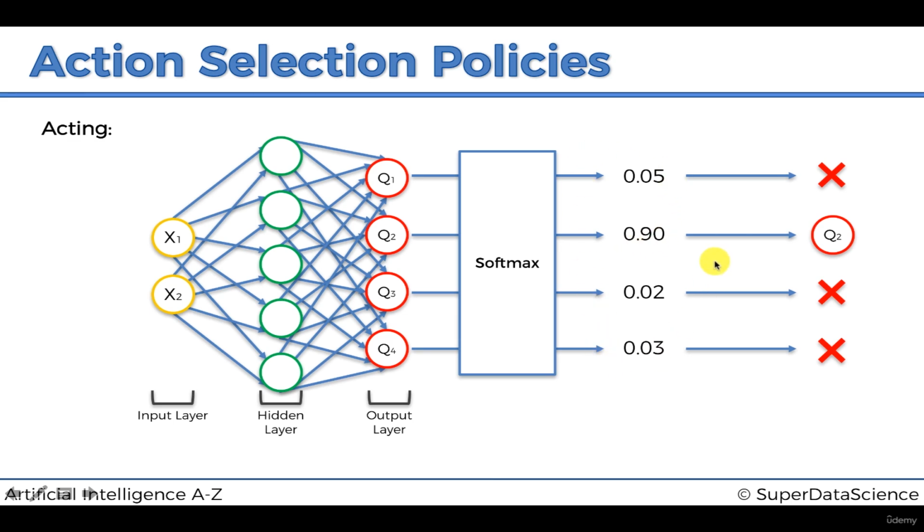So these probabilities actually represent the distribution of the actions that we're taking. Basically, softmax makes it very easy for us to combine exploitation and exploration. The best action will always have the highest probability because it has the highest Q value, and we're going to use these as our distribution. So we're going to take Q2 90% of the time. But 5% of the time we're still going to take Q1, 2% of the time we're going to take Q3, and 3% of the time we're going to take Q4.